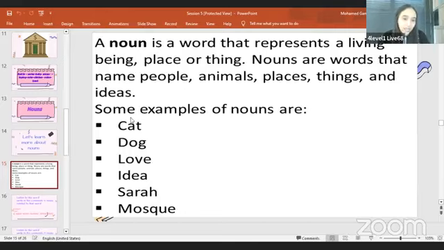Let's look at some examples of nouns. Cat is a noun. Dog, love, idea, Sarah, mosque. All of these are nouns. Why? Because they are names of animals, people, places, ideas, or things.